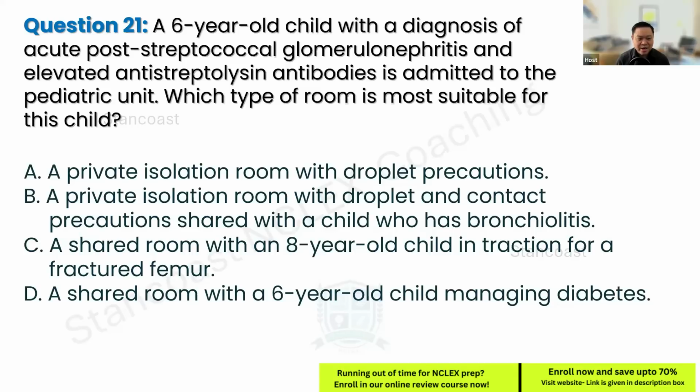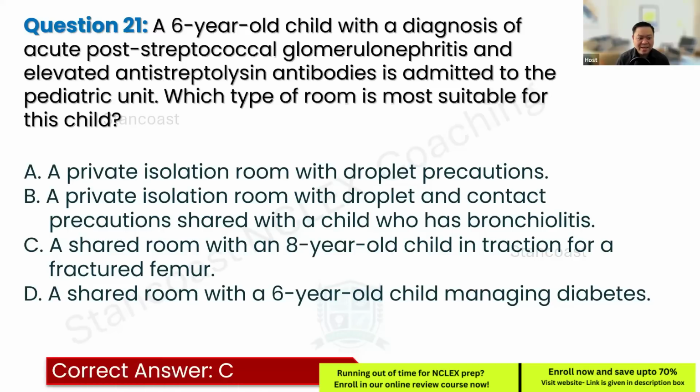C, a shared room with an 8-year-old child in traction for a fractured femur. And D, a shared room with a 6-year-old child managing diabetes. The answer here is letter C, because this option is appropriate because children in the early phases of acute glomerulonephritis often experience fatigue and their need to remain in bed. And so a child in traction would also be confined to bed, making it a suitable arrangement.